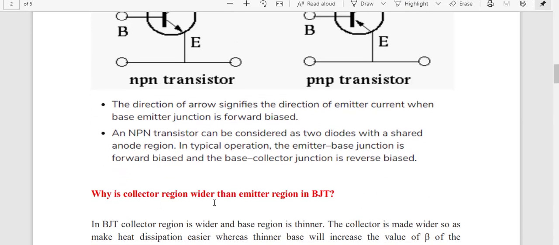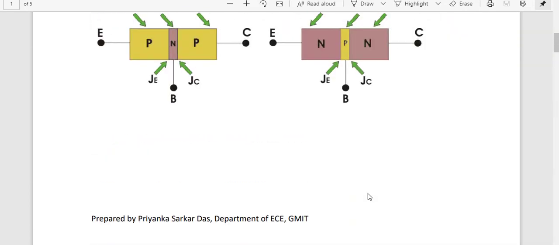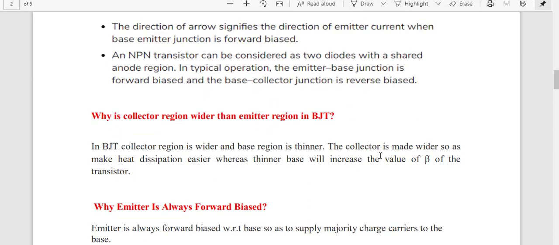Now, why is the collector region wider than the emitter region in the BJT? Already I have shown you the structural diagram. Here you can say the width of the emitter and collector regions is more or less the same. But if you compare, this collector width is slightly greater than this emitter region. Why? The collector is made wider to make heat dissipation easier, whereas a thinner base will increase the value of beta of the transistor.